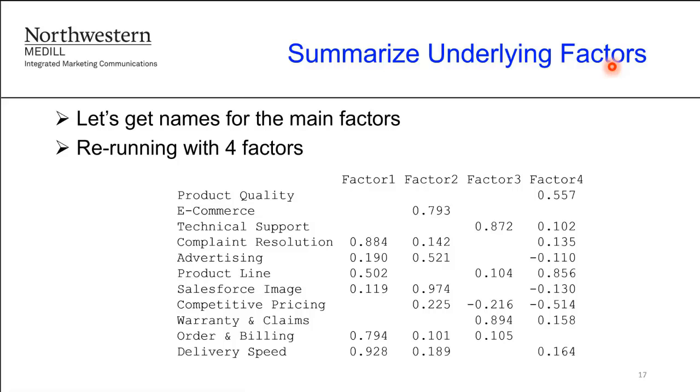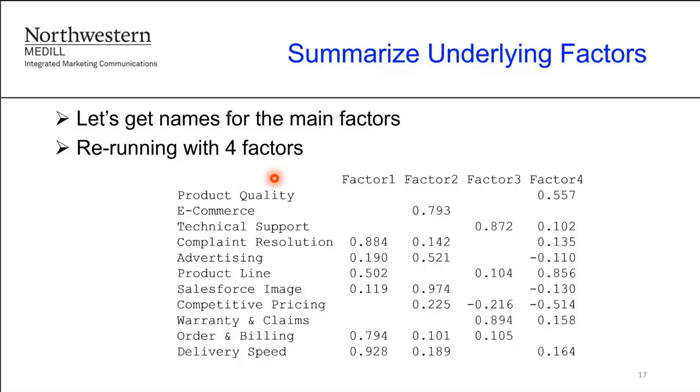The first application is summarizing underlying factors. Let's get names for the main factors. We first ran the factor analysis with the 6 variables, took a look at the eigenvalues and the scree plot and all that, and decided to have 4 factors. So we want to keep 4 factors for this hair product data, and then rerun the model with 4 factors.